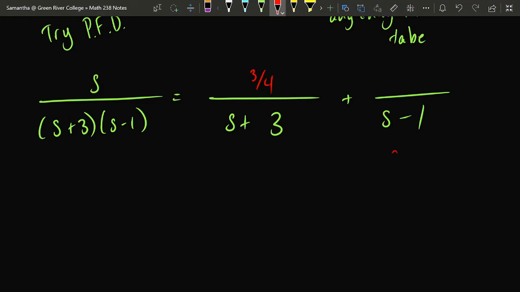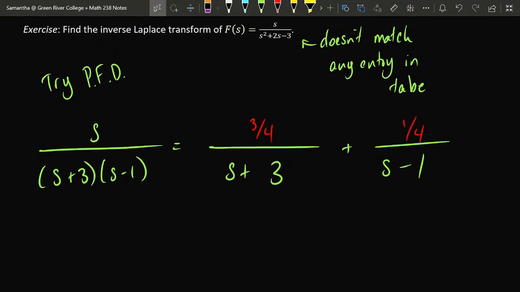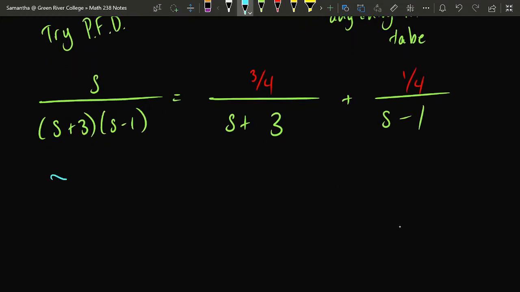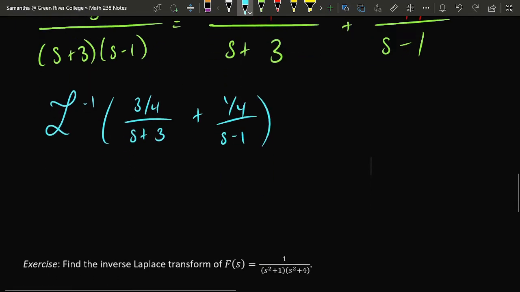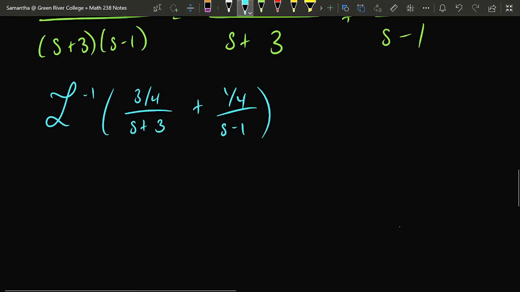For s minus 1, which zeroes out at s equals positive 1, cross out the s minus 1 on the left side and plug s equals positive 1 into the remaining factors. So I get positive 1 over 4. So instead of trying to find the Laplace transform of the original function, I'm going to try and find the inverse Laplace transform of the decomposition on the right side. Which is much easier because now I can split this up using linearity.